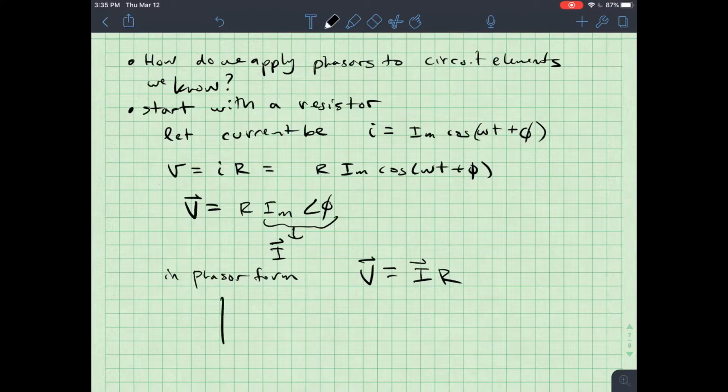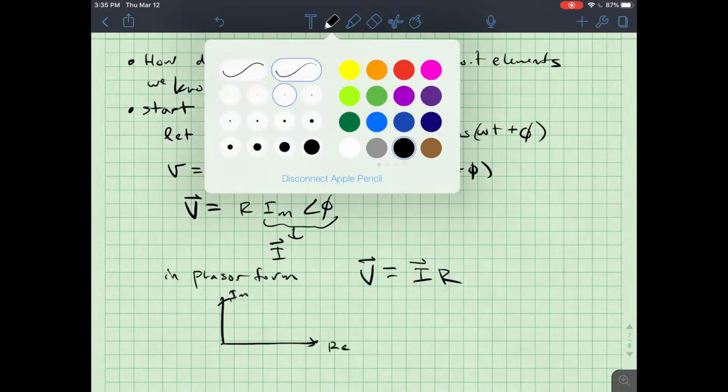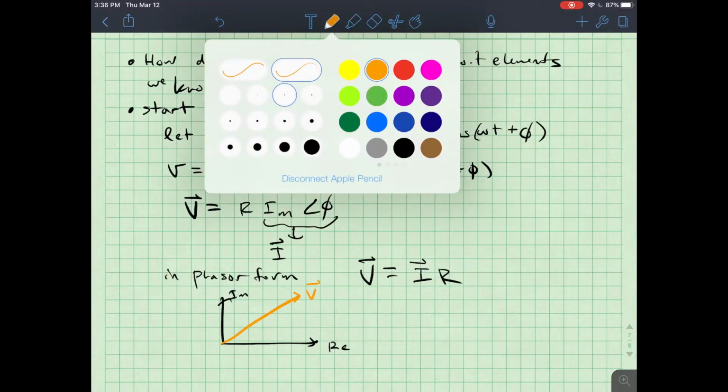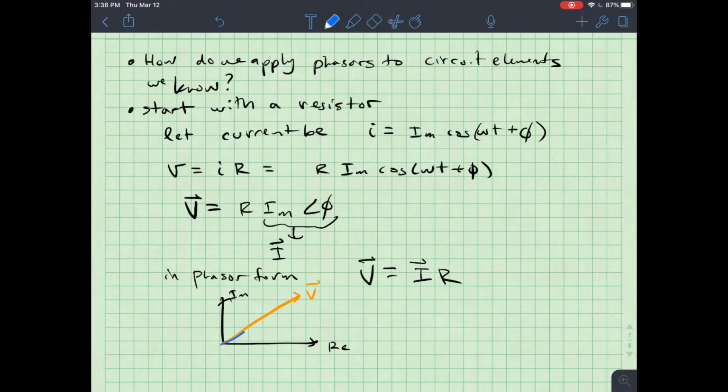If I'm to construct a phasor diagram for a resistor, what that means is, if my imaginary axis is the y-axis and my real axis is the x-axis, I've got maybe a voltage V phasor, and then on top of that, with the exact same phase angle phi, I have a current I, and they are related by some proportional constant. So this is for a resistor.